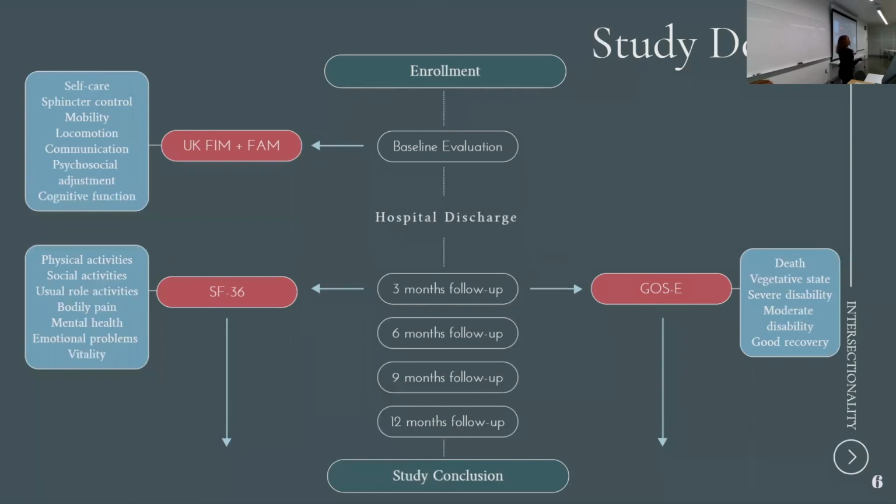Now, as opposed to the UK FIM, these two surveys do rely on participant self-reporting, but they will still give us insight as to whether the participant is recovering functionality and whether or not their injury is affecting their quality of life. So we recently received IRB approval for the study, and we are currently screening and enrolling participants.